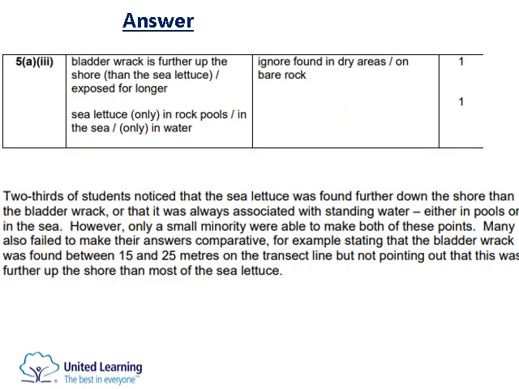So, sea lettuce is only found in rock pools and only in water, so that shows it thrives in wet conditions. One more. You could have also said that the bladderwrack is found further up the shore and it doesn't necessarily need wet conditions to survive. So well done if you got both of those.